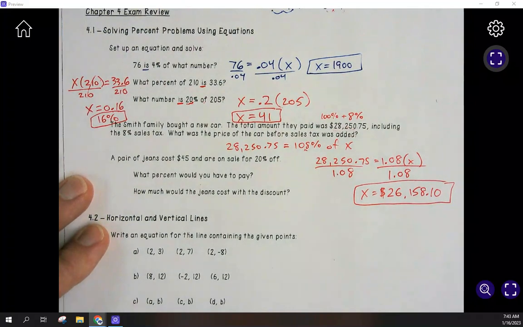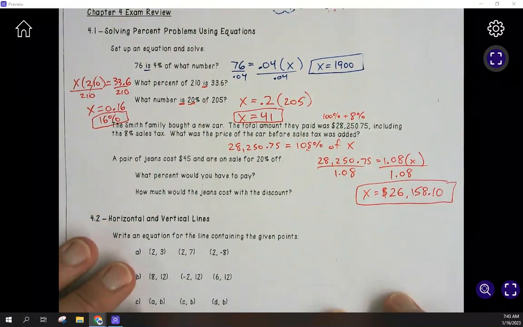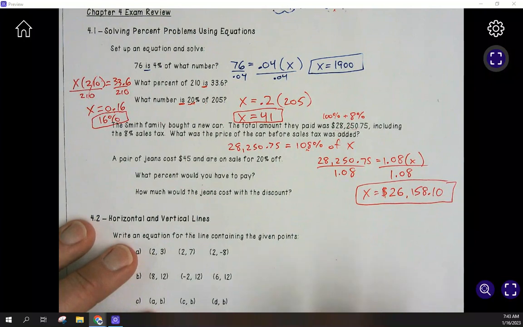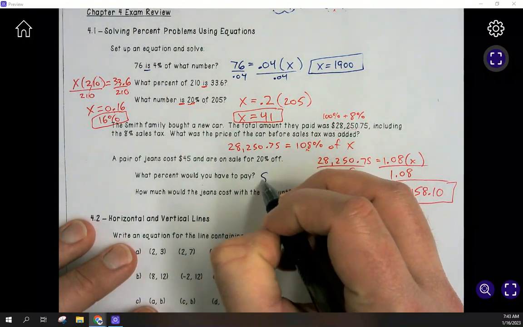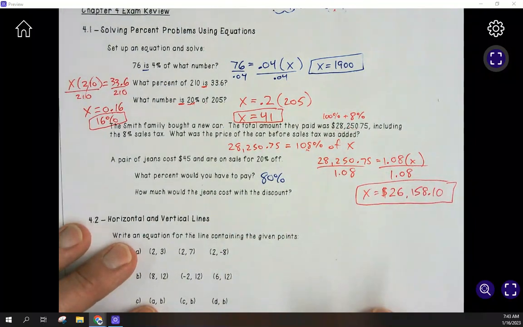That's the key. Okay, a pair of jeans cost $45. They're on sale for 20% off. What percent do you pay, first of all? So you're taking 20% off. You are paying 80% of the original price.